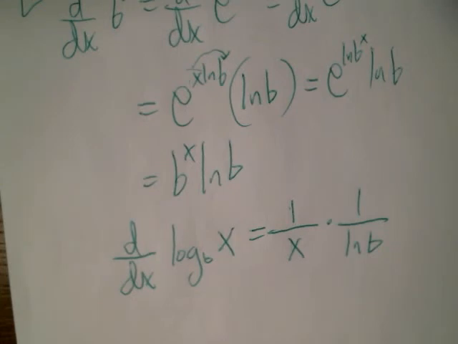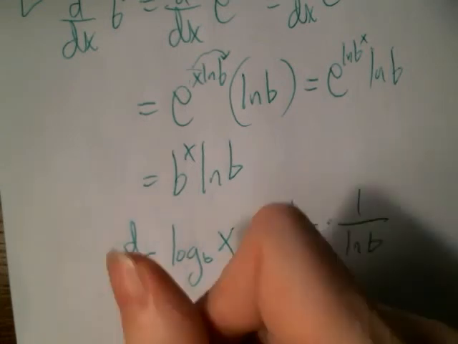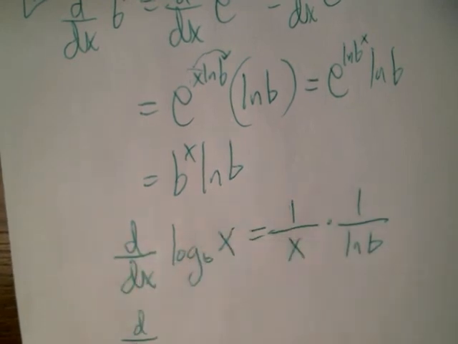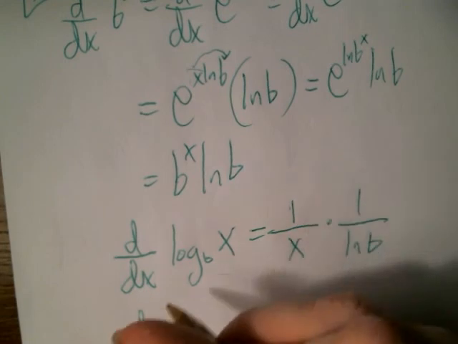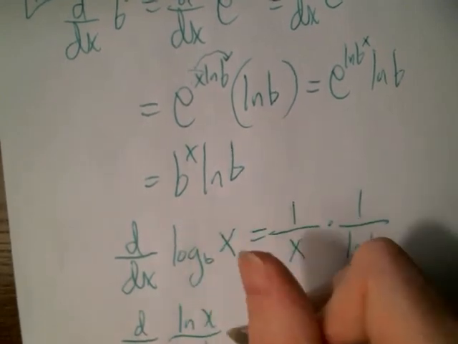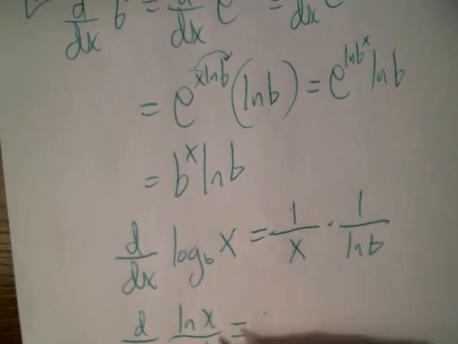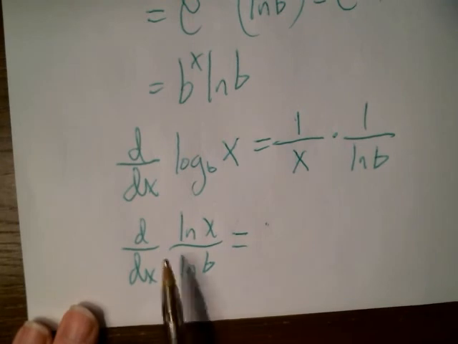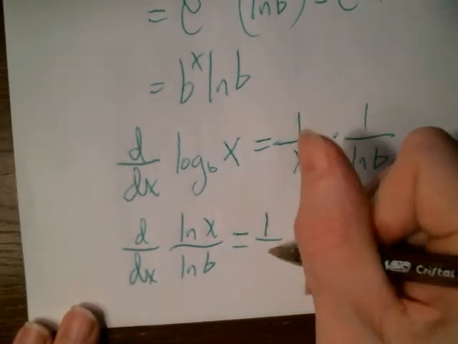So again, why is that? And you can envision it by doing a change of base formula. So remember, log base b of x is the same as the ln of x all over the ln of b. And of course, then you could consider 1 over ln of b as a constant, and pull that out of your derivative.